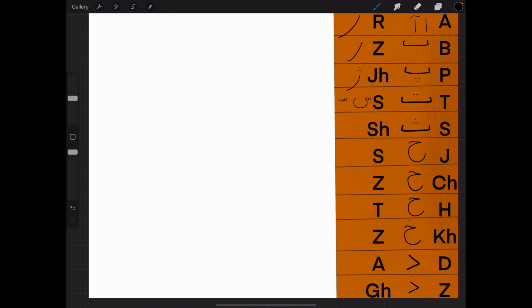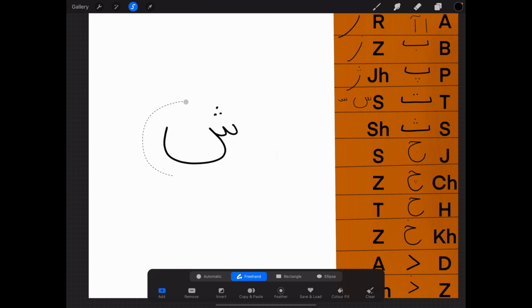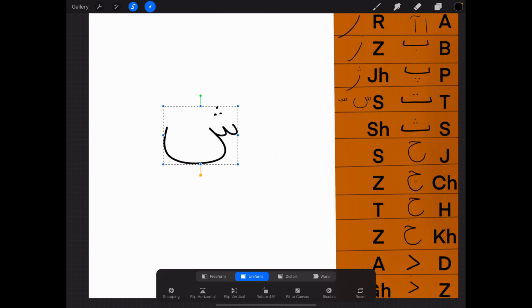Next one is Sheen. And as you can see, Seen and Sheen, they're kind of rhyming. When they're rhyming, it's just a tip. You will know that they have a similar shape. Maybe that's why they're rhyming. So Seen, Sheen, very similar shape, except that Sheen has 3 dots on top, and the equivalent for that in English would be SH, sh, sh.